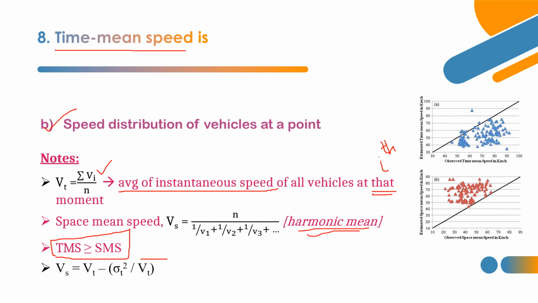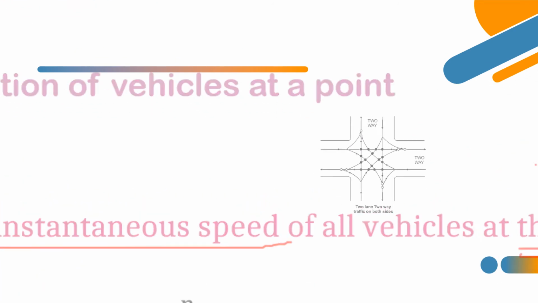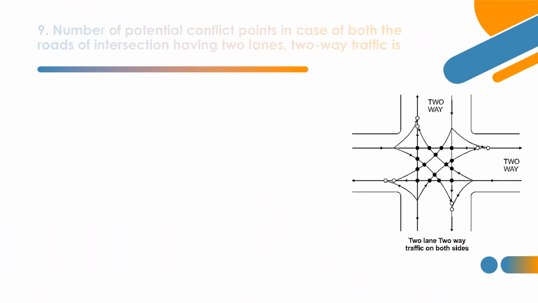There is another relation regarding standard deviation and variation. Vs is equal to Vt minus sigma t square divided by Vt. Sigma t is the standard deviation, and sigma t square is nothing but the variance. So Vs is equal to Vt minus sigma t square by Vt. These are some important relations between time mean speed and space mean speed. Now let's see the ninth question.